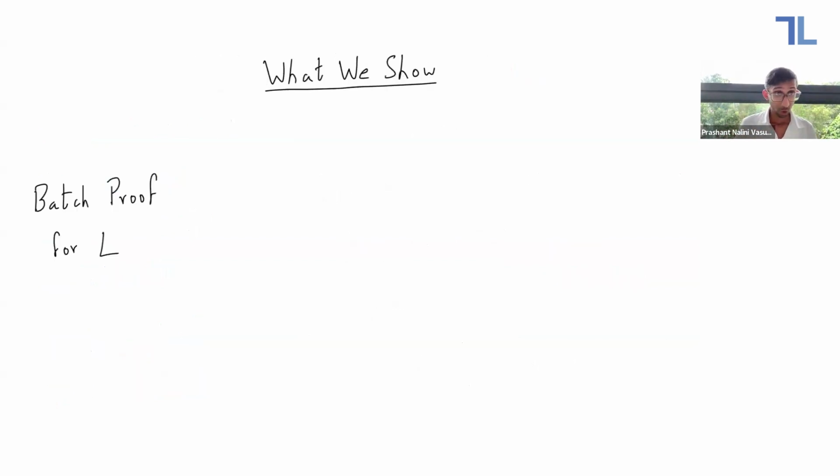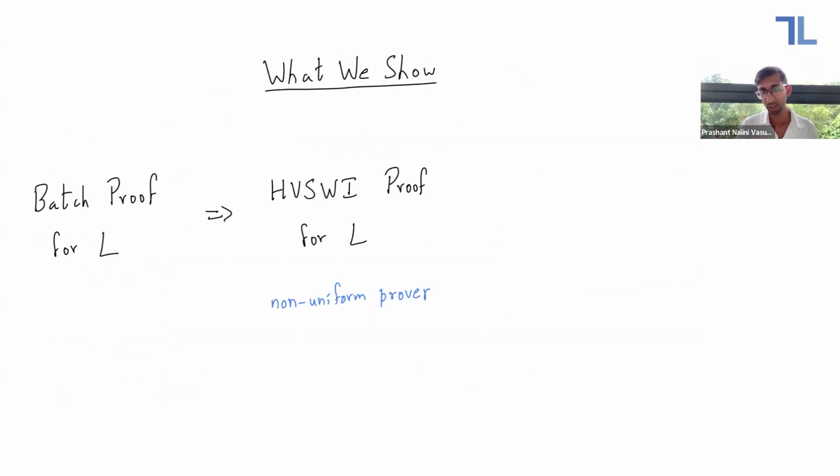Right. So to go back to the previous slide, to expand on what I was saying there, what we show is that if a language has a batch proof, then the language also has an honest verifier SWI proof. And further, with a couple of caveats. We take a batch proof protocol for L, and we construct an honest verifier SWI proof protocol for L.